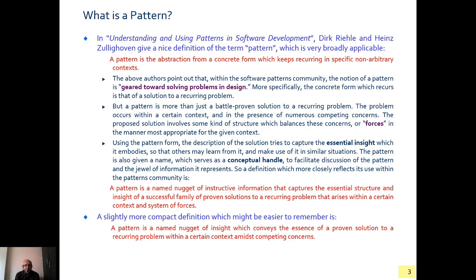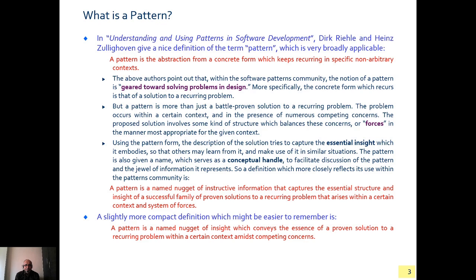Now design, why not analysis? There are analysis patterns also. There are design patterns also. For implementation-specific things, we use idioms. And there are patterns for user interface design and so on. And there are de facto standards that the industry applies, like model view controller.